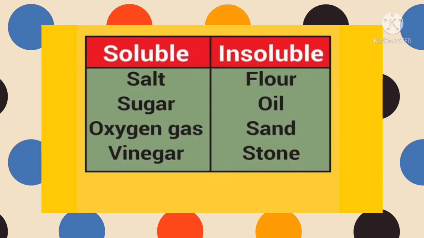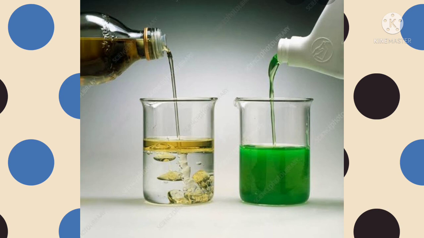Okay, now these are the examples of soluble and insoluble materials. Salt, sugar, oxygen gas and vinegar are soluble, whereas flour, oil, sand and stone are insoluble materials. Oxygen gas, as we know, dissolves in water. Vinegar also dissolves in water, or mixes with water, whereas oil and sand cannot dissolve in water. See how oil makes a layer. It does not mix with water.